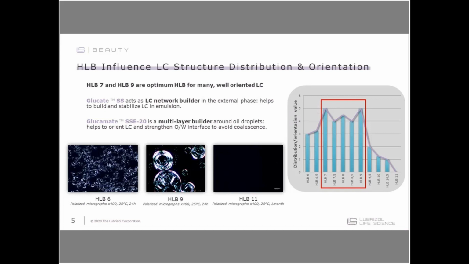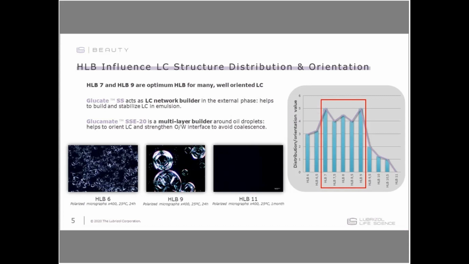The Glucate SS emulsifier with low HLB acts as a liquid crystal network builder in the external phase, and this helps to build and stabilize the liquid crystal in emulsion. The Glutamate SSE20 has a higher HLB, and it acts as a multi-layer builder around the oil droplets.